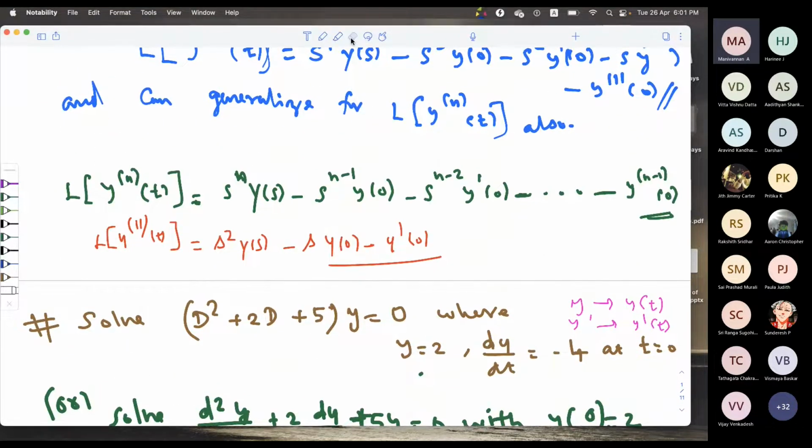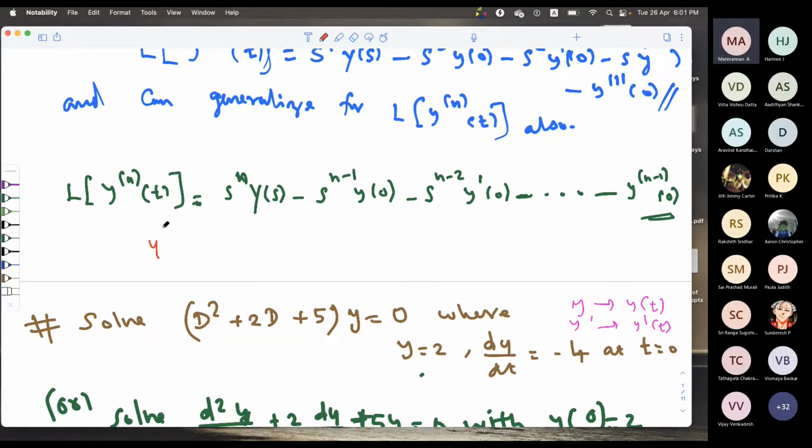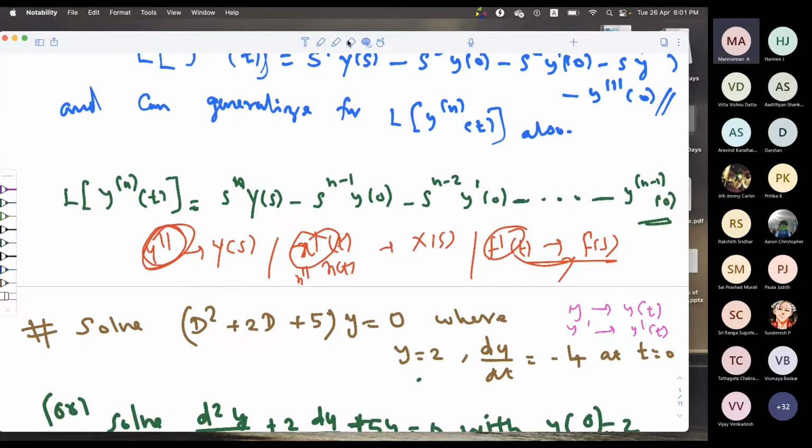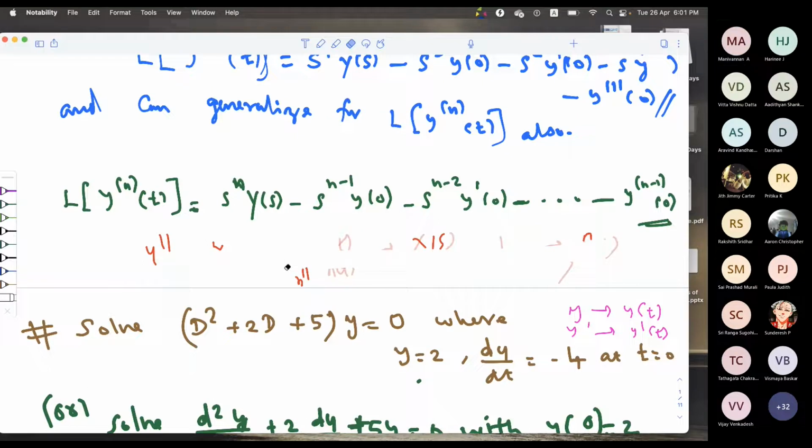And one more point: if your problem depends on y derivative, you may use Y of s. If your problem depends on x of t or x double derivative, then X of s we have to assume. If your problem depends directly on the function form, then F of s we use. So based on the letter, we define our F of s also. Is it clear? It is just for notation purposes that we are using it. Okay.